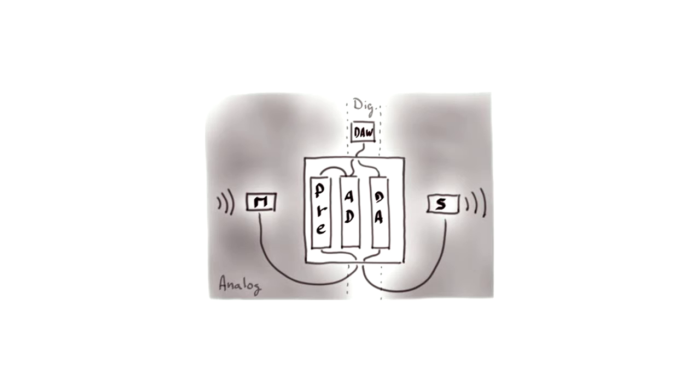Out of the AD converter go the bits corresponding to the analog signal captured by the microphone and into the output of the audio interface, the DAW, usually via USB or FireWire connection. Once the signal is stored, it can be played back by reconstructing the analog information from the digital information in the DA converter, and then out of the audio interface into the speakers, usually via an XLR or jack connection.